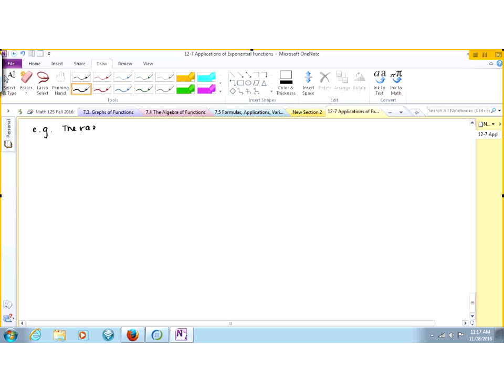So, for example, the radioactive element carbon-14 has a half-life of 5,750 years. So what does it mean? If I say the radioactive element has a half-life of 5,750 years, what does it mean? So after 5,750 years, what happens? It's half of the original mass.